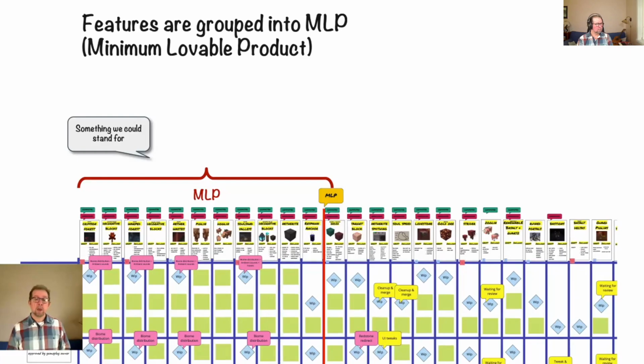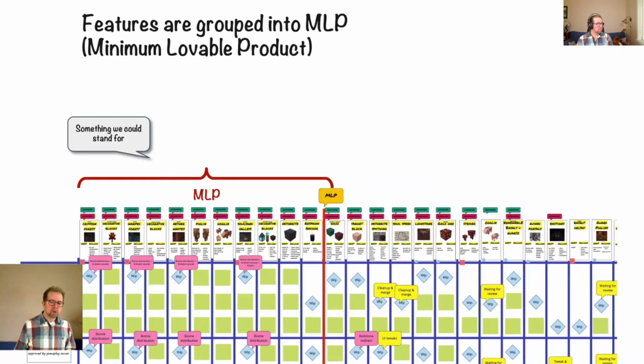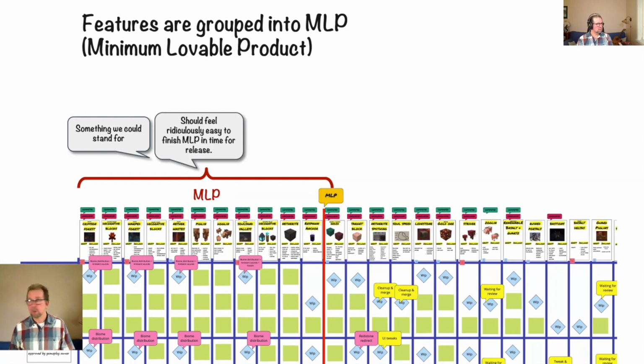So we don't call it minimum viable, because we don't want minimum viable, we want minimum lovable. So it's something we could stand for. If we were to ship this and get these things in and nothing else, we would still be proud of the release. However, we are not aiming to release the MLP, we're aiming to release more. So this is really a minimum. Therefore, the MLP should be small enough that we feel in our gut that this is ridiculously small. We can finish this in half the time.